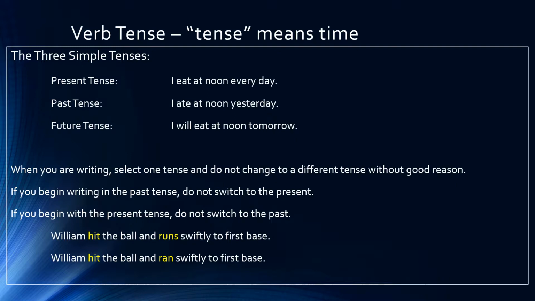And here's just a simple example. William hit the ball and runs swiftly to first base. In this sentence, we have a switch from past tense to present tense. It should be William hit the ball and ran swiftly to first base to keep the verbs in the past tense. Hit and ran are both in past tense.